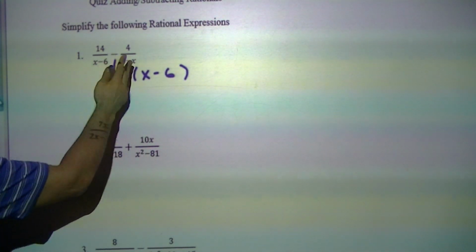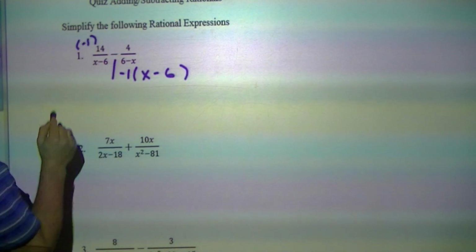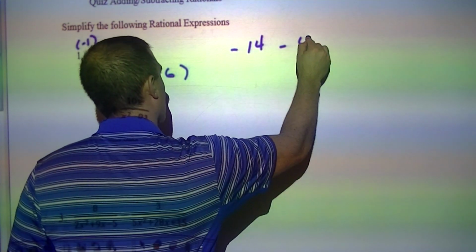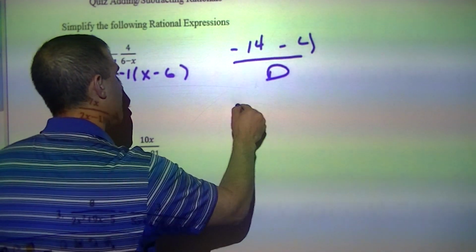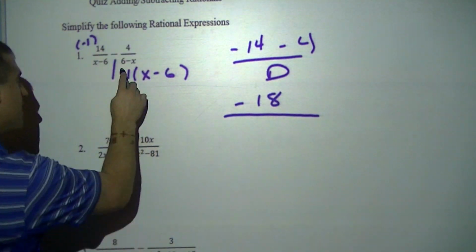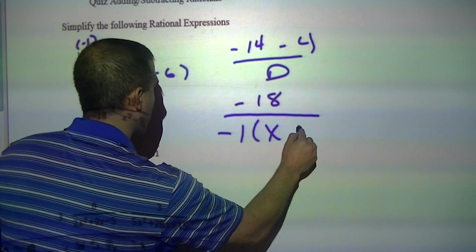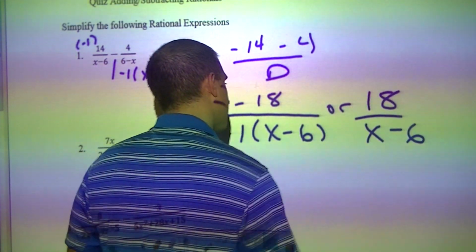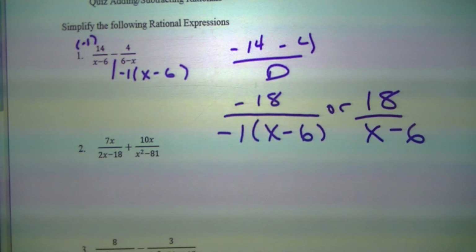So that's same deal, taking out a negative 1. When that order is flipped, that's what you have to do, okay? So this side's missing a negative 1. So that's negative 1 times 14, which is negative 14, minus 4 all over the common denominator. To subtract those, negative 18. My common denominator is negative 1, x minus 6. Or, if you want to, you could have written it like this. Either answer would have been acceptable.